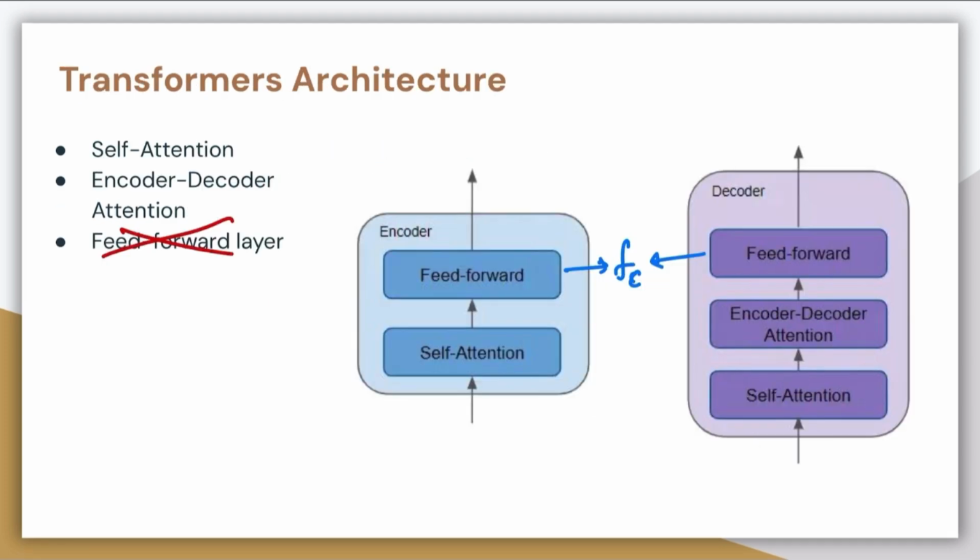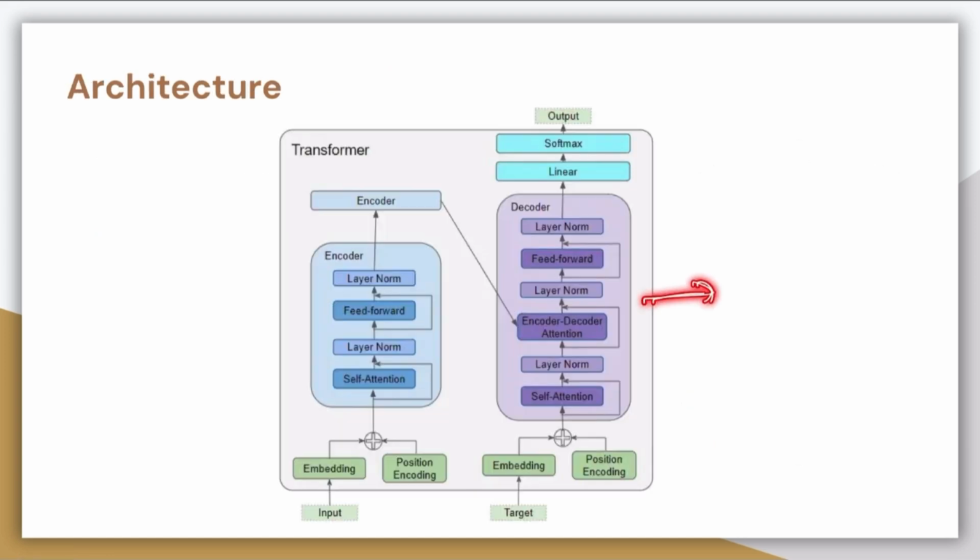Okay. So we have three blocks in total in the transformer: self-attention, encoder-decoder attention, and the feed-forward layer. We looked at self-attention and encoder-decoder attention. We are not looking at feed-forward, it's a simple layer. Now let us see some more details of the transformer architecture. This is the final architecture of the transformer.